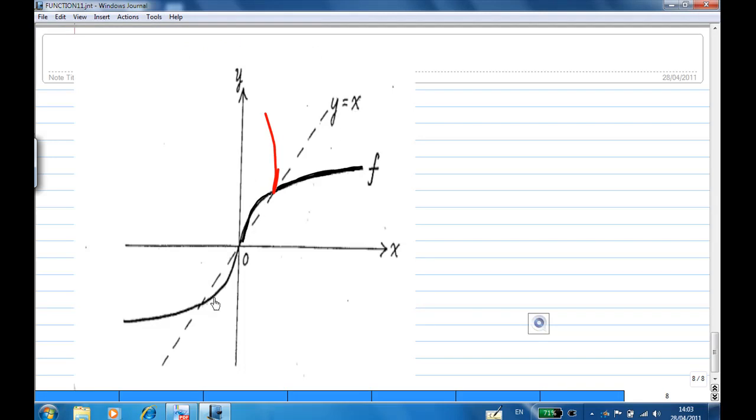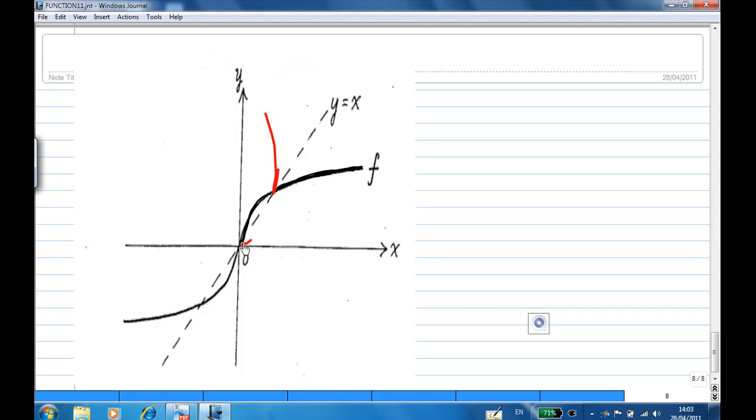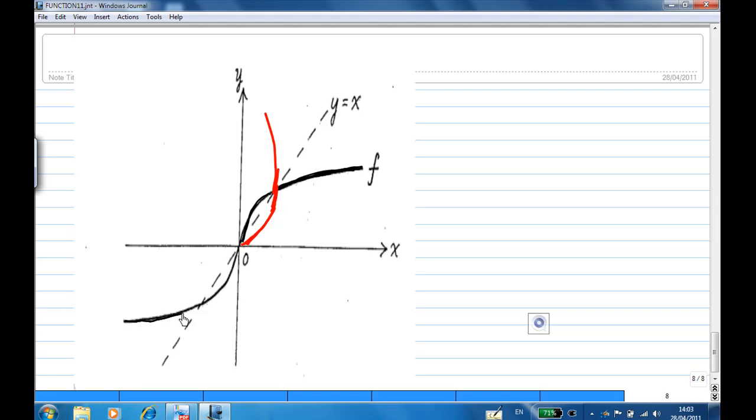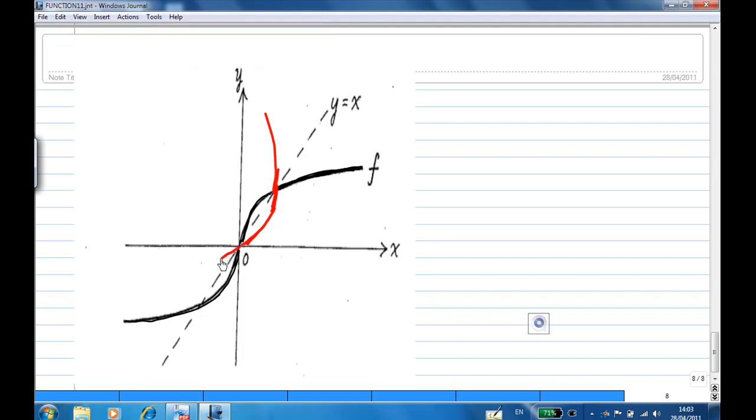The reflection in this line y equals x will be here. Then you look at the reflection of another piece, this piece here. After the reflection, it will become something like this, after the reflection in the line. So the red curve is the graph of f inverse.